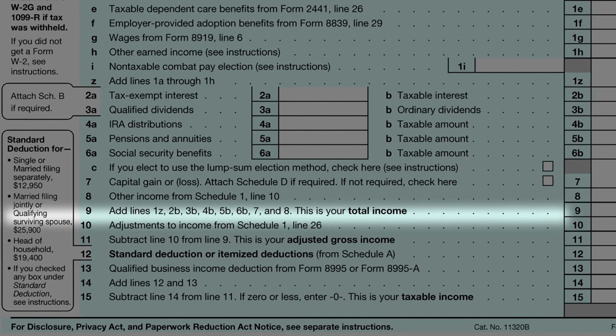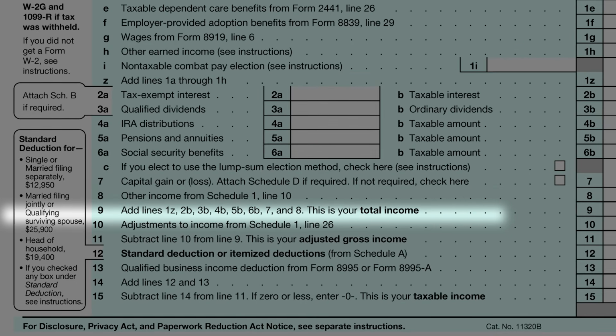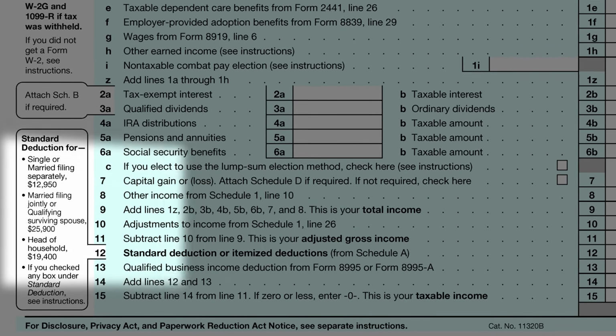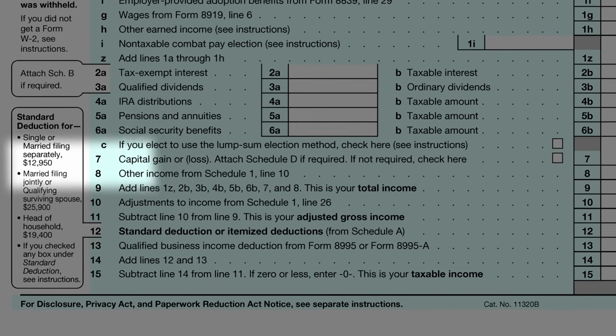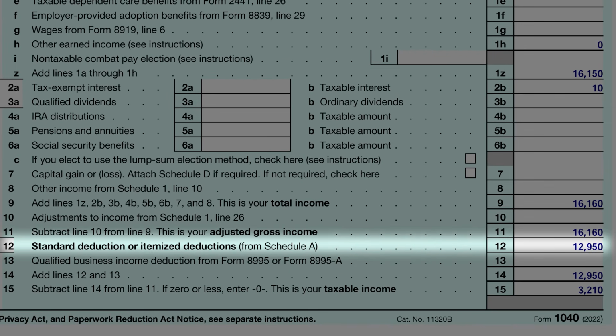John has elected to take the standard deduction, which is a specific dollar amount that reduces the amount of income on which he is taxed. He obtained that amount by looking at the left side of the page and entering the amount listed for single.